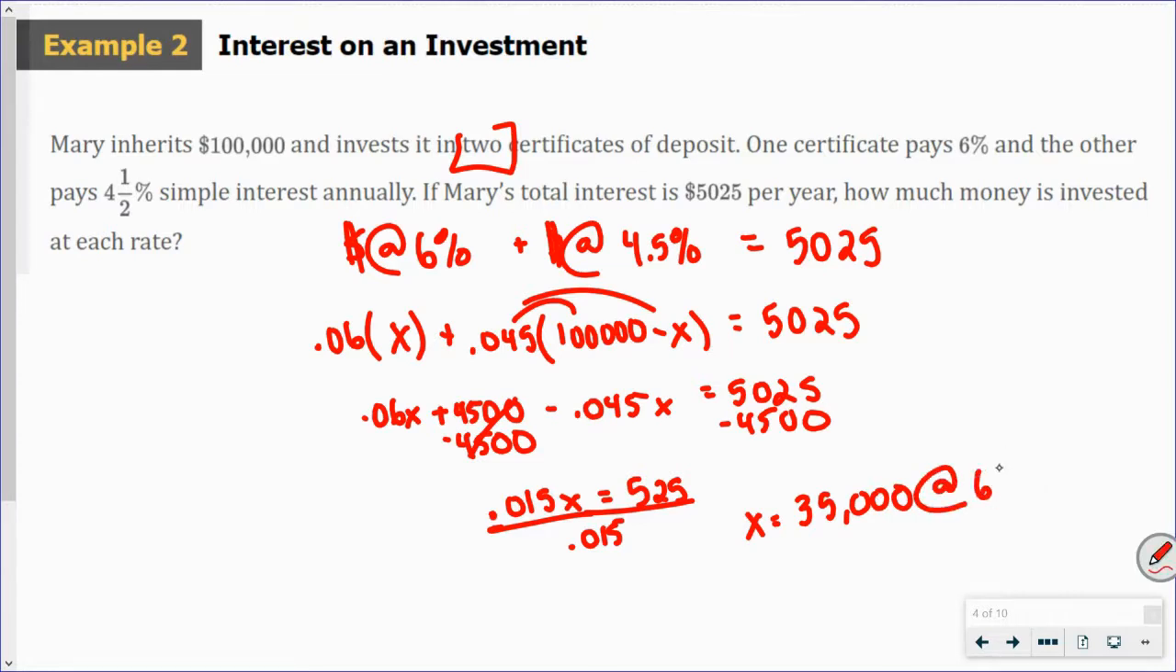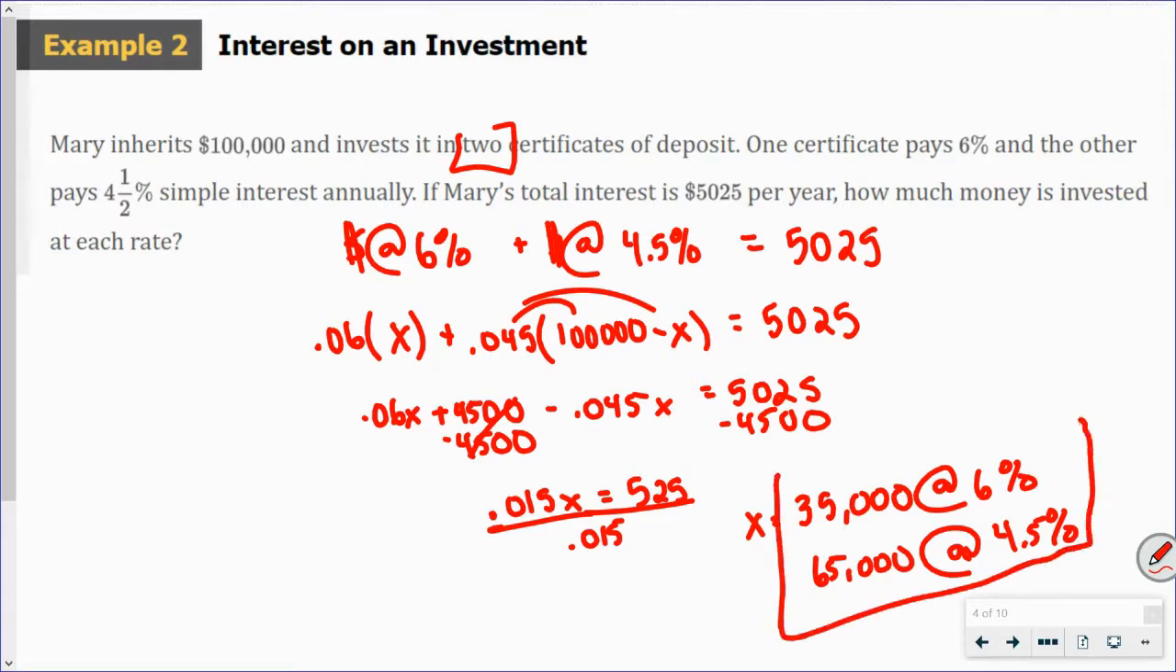Well, to figure out 4.5%, we're going to take 100,000 minus the 35,000. And you get 65,000. And that subtraction's right here in the problem. The 100,000 minus x gives you the 4.5%. Make sure that you answer the question that's posed in the problem.